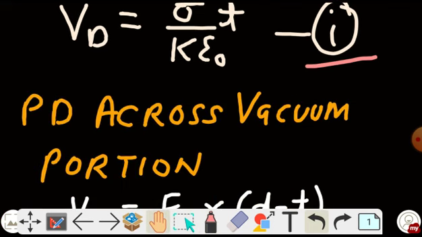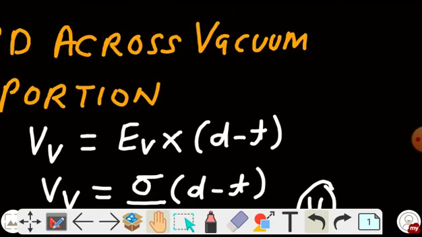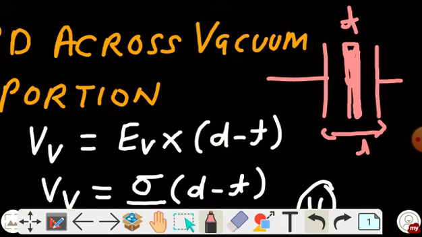Let's find out the potential drop across the remaining vacuum portion. So now only the remaining vacuum portion is left for us. Let's first find out the thickness of the remaining vacuum portion. See, our dielectric has thickness T and this whole separation is D. So what is the thickness in which there is a vacuum? Of course it is D minus T. In the thickness T there is a dielectric and the remaining portion is vacuum. That's why if we subtract T from the total thickness D, we get the thickness of the vacuum portion.